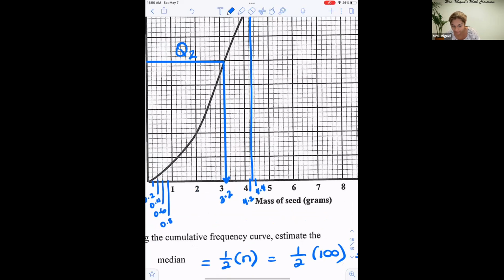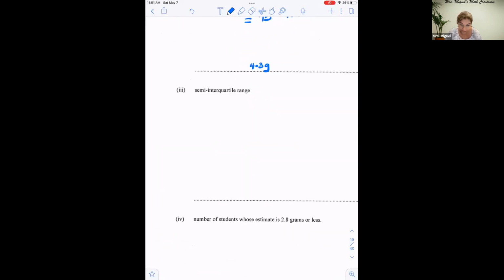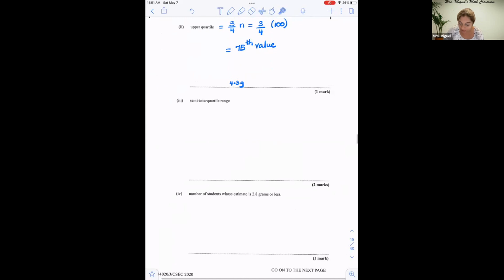Now we have something called the SIQR, which is the semi-interquartile range. Well, I already told you that the quartiles separate the data into 4. So for the semi-interquartile range, we must have the lower quartile. And if you look at the marking scheme here, this is 2 marks, whereas this was 1 mark. So here you have to do 2 steps. So we have to find the lower quartile.